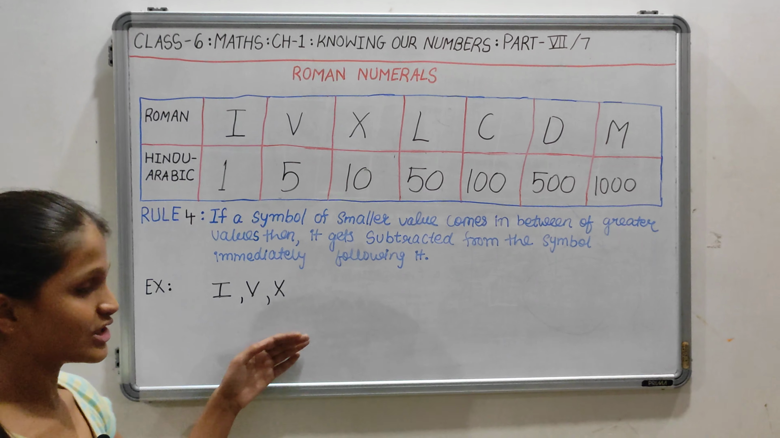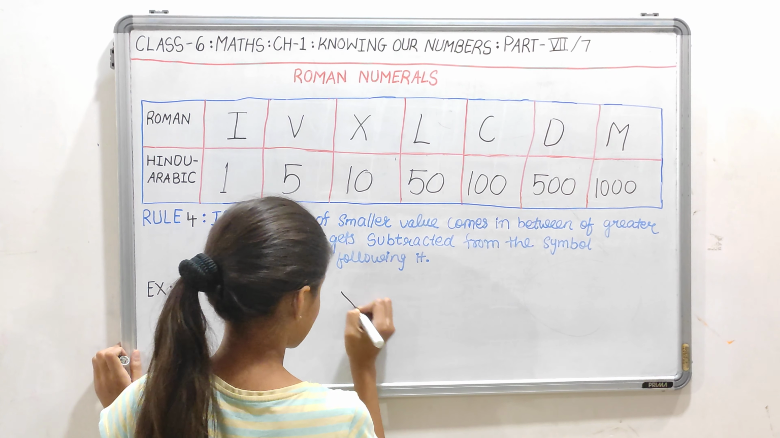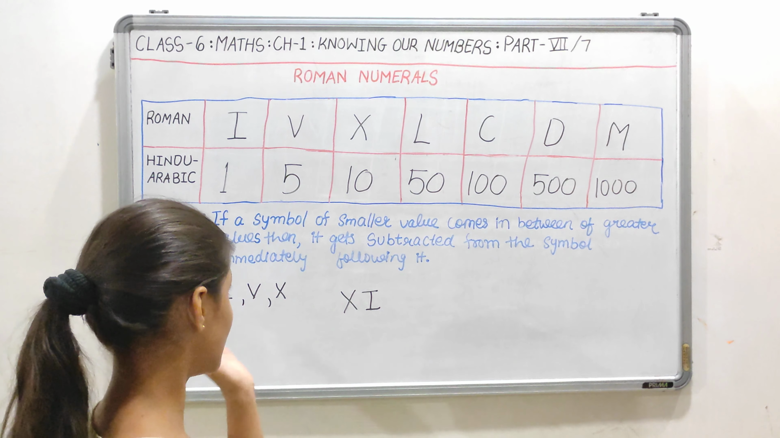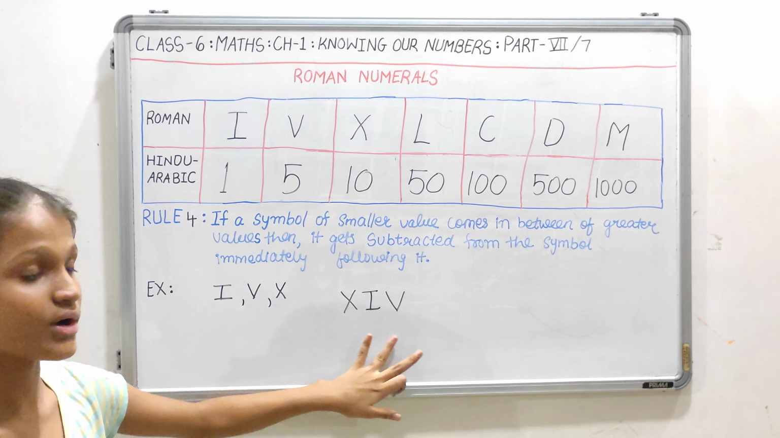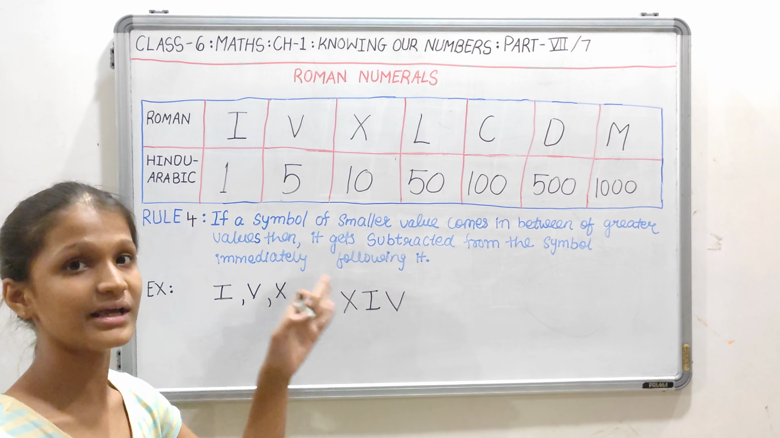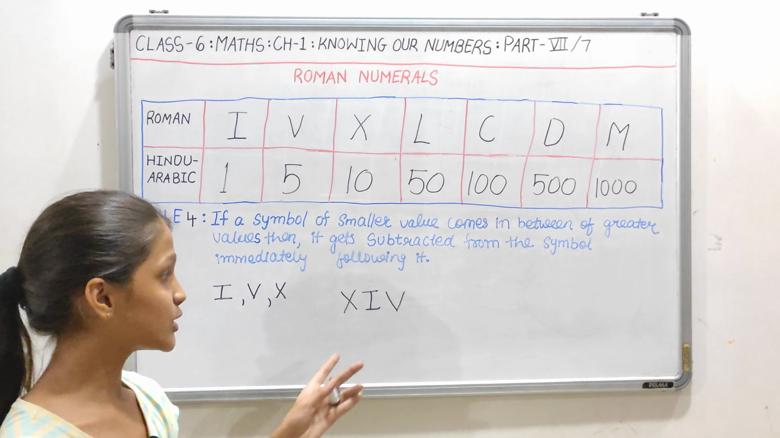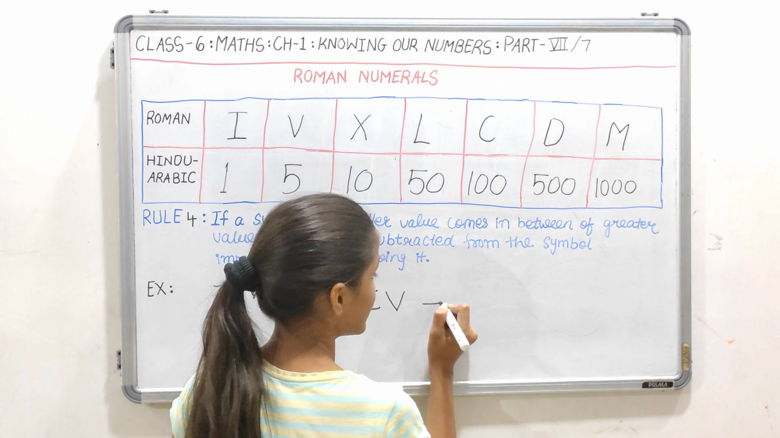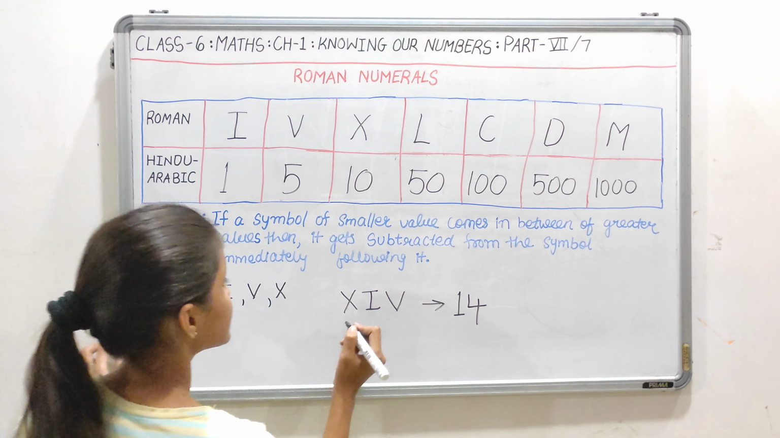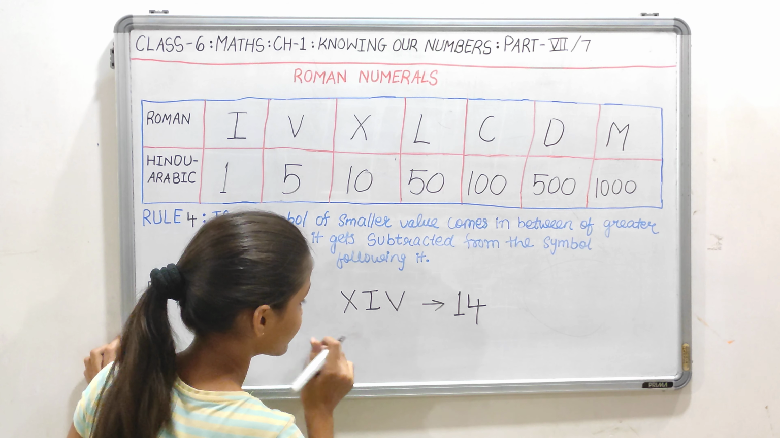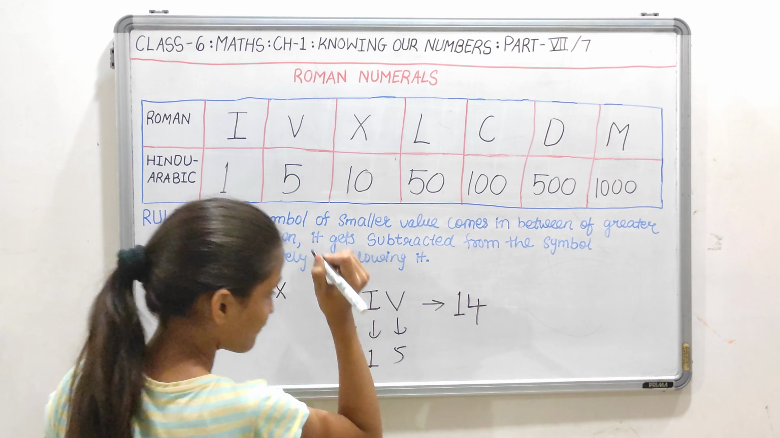So what would be the arrangement according to the rule? The arrangement would be X here, 1, that is the smaller value, and we write 5 here. Why X here? Because X is the greatest value and it will be first. Now we have XIV here. Can you guess what the value is? Yes, the value is 14. Why? Because X equals 10, I equals 1, V equals 5.